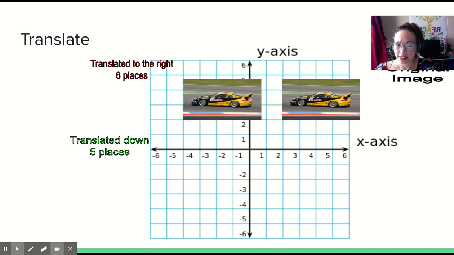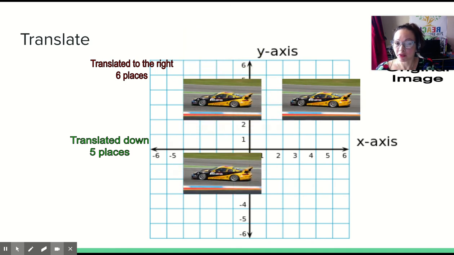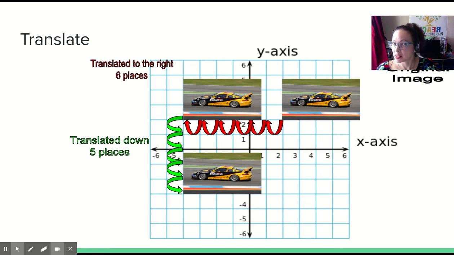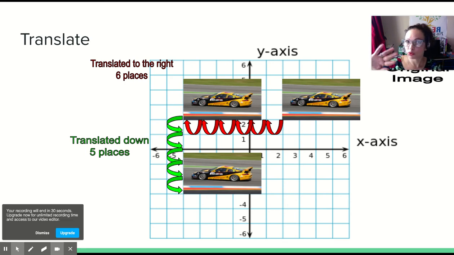The word translate, when we talk about moving figures in math, means to move an image. It keeps its original size, it just changes position. It also does not get turned around or reversed. It is exactly the same, just in a different spot.